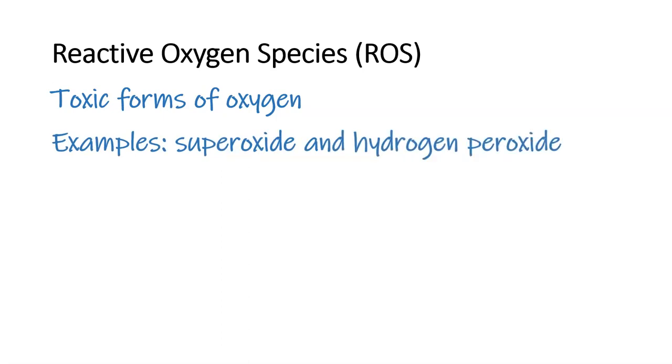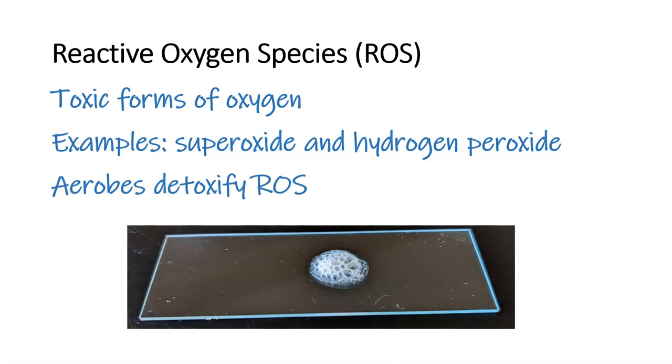Organisms that evolved to use oxygen in aerobic respiration also needed a way to deal with reactive oxygen species. Aerobic organisms produce enzymes that detoxify reactive oxygen species. One example is catalase, which converts toxic hydrogen peroxide to molecular oxygen. We use detection of this enzyme in the laboratory to identify certain bacterial species.